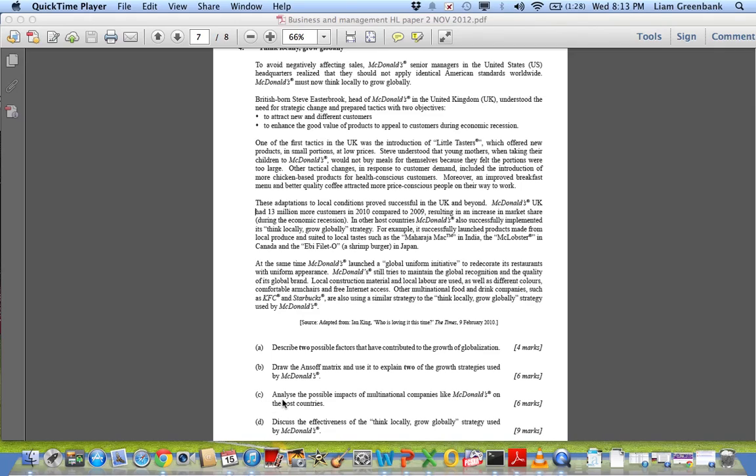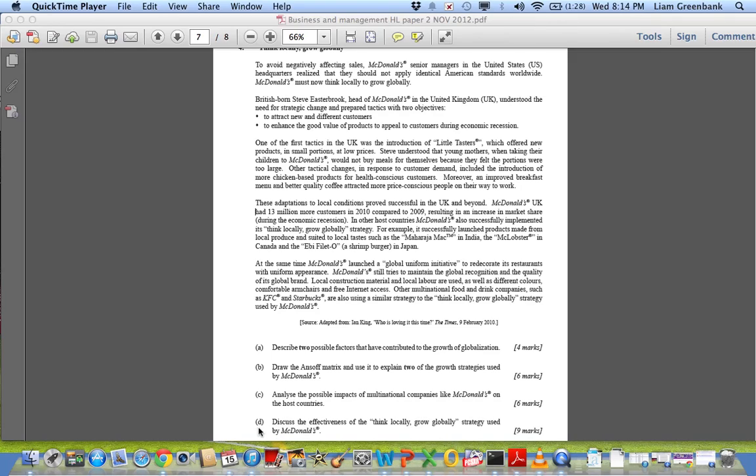So C, again, another AO2, analyze the possible impacts of multinational companies like McDonald's on the host countries. So here we're going to build arguments in terms of positive impacts and negative impacts on the countries that McDonald's moves into. But no conclusion needed. Again, you can conclude, but you're not going to lose any marks, and it might help you gain some understanding marks. But the command word is not necessarily telling us to do that.